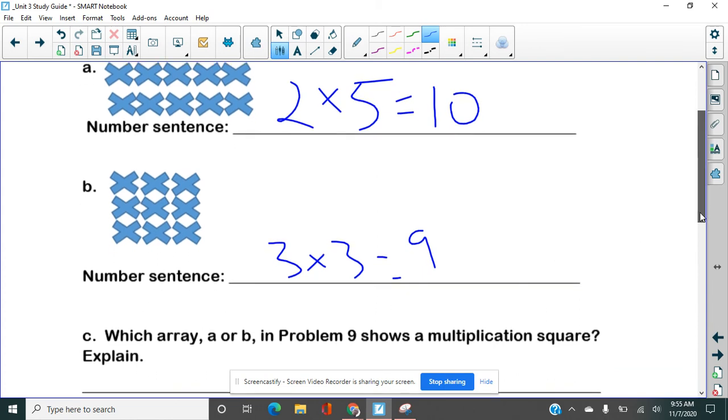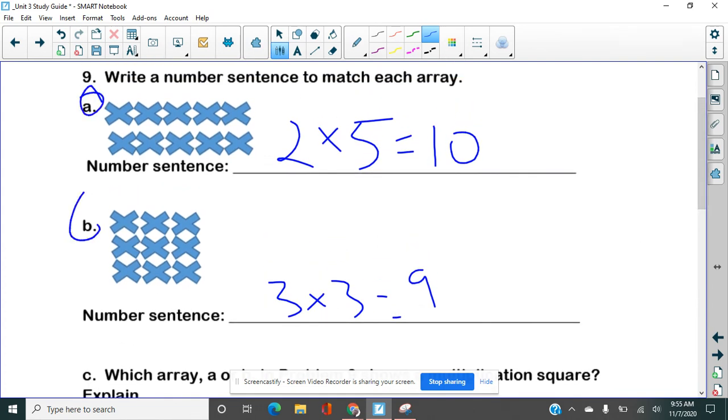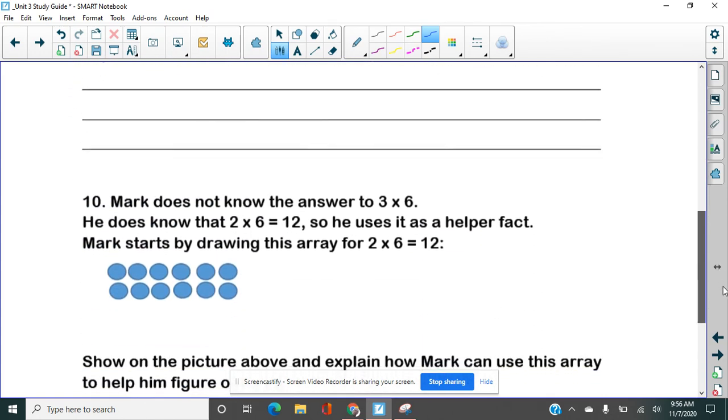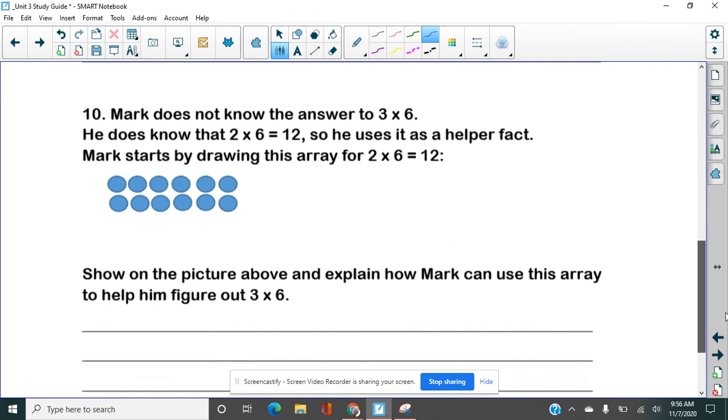Which array, so look at our 2 arrays. Here's A and here's B. Which of our arrays shows a square array? A square number. Which one? 2 times 5 or 3 times 3? Yeah, it's the second one, right? 3 times 3 is a square array. It's a square array because both of the factors, right? These are called factors, right? 3 and 3, 2 and 5 are factors. Numbers that we multiply together are called factors. So 3 and 3 are the same. When you have 2 numbers, 2 factors that are the same, and then you draw the array, it will be a square array.